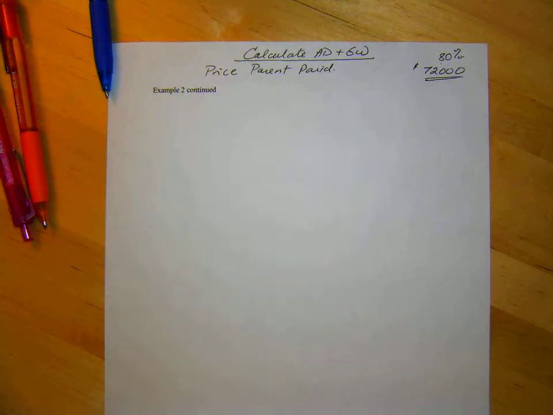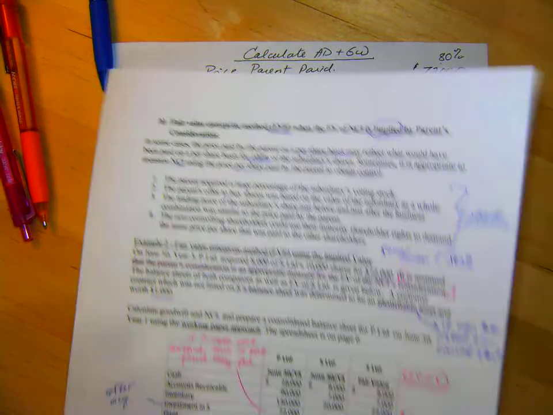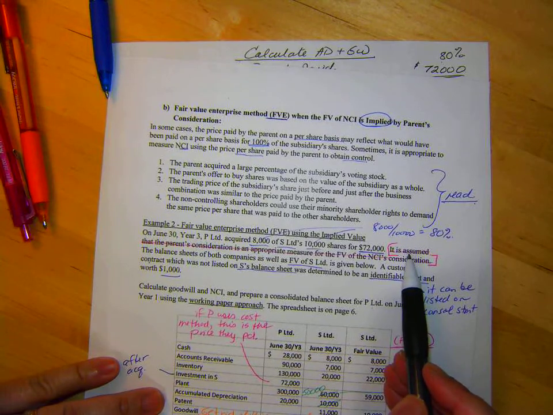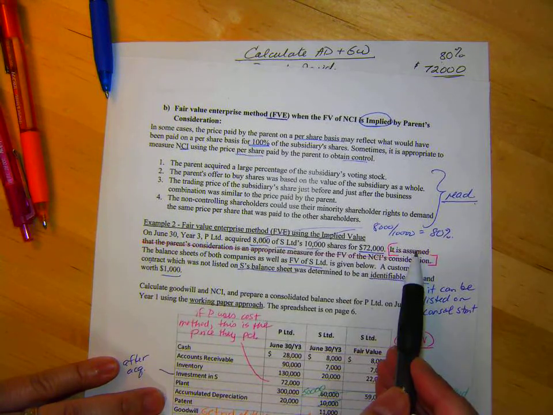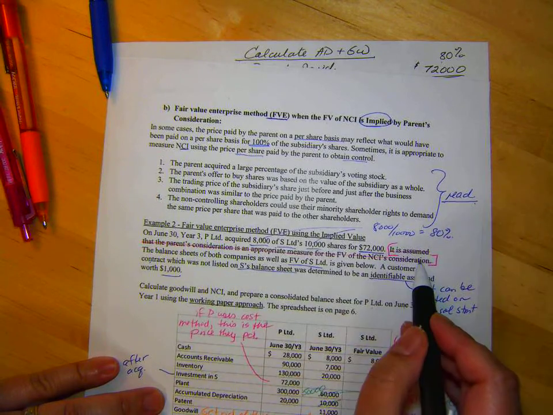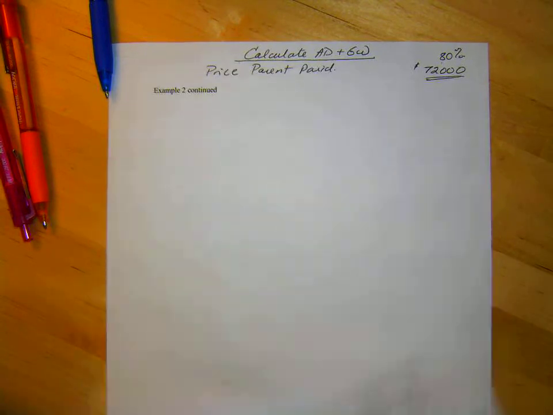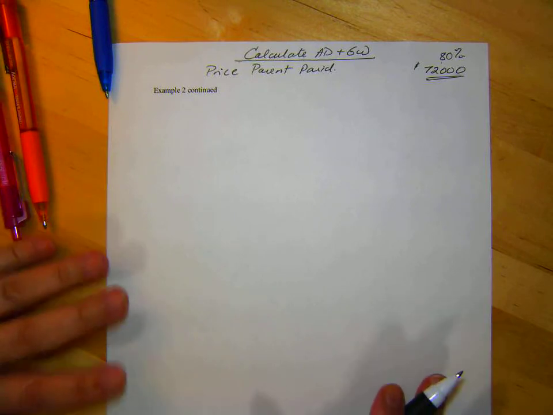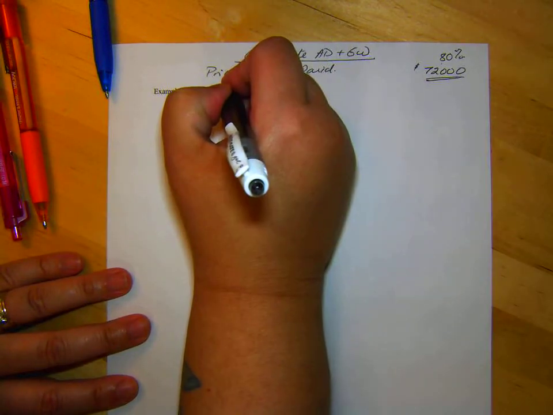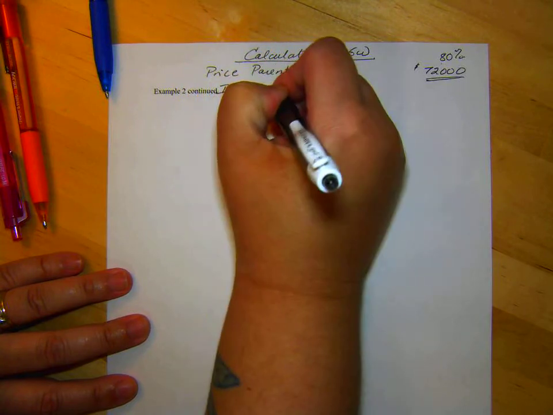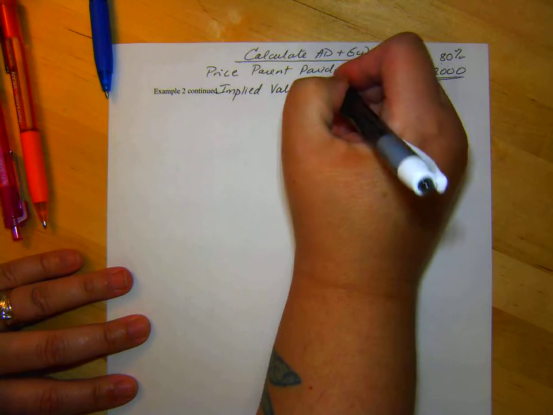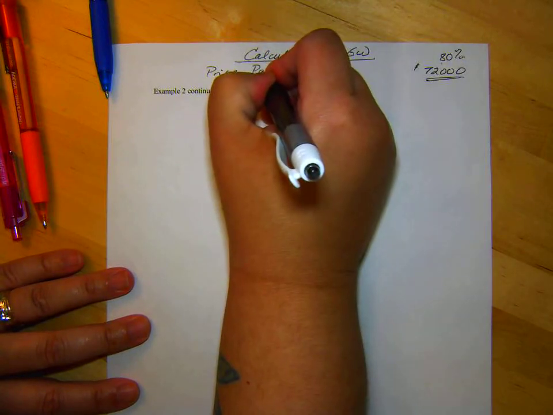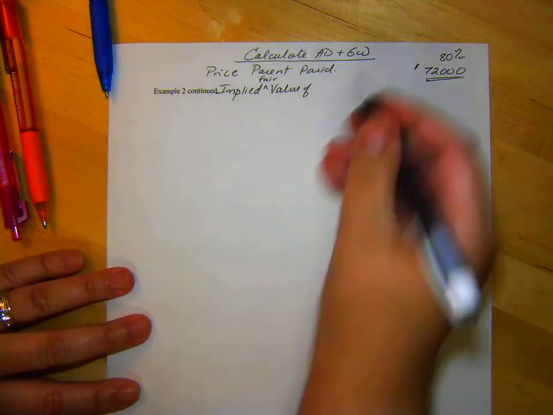Okay, now looking back at the wording, were there two different share prices given? One for the NCI, the 2,000 shares, and one for the 8,000? No. So, I can assume the implied, but if it's not there, you just go, hey, there weren't two share prices, so I'm going to use the implied. So what I need to calculate for our first line is the implied fair value of the sub.